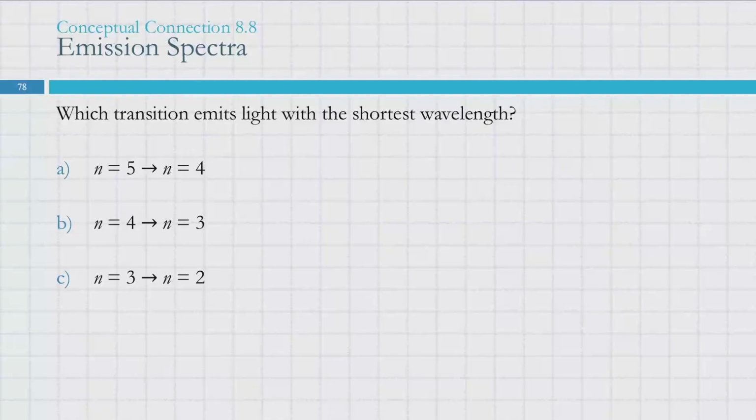Okay, so just thinking about our n values, which of these transitions will emit light with the shortest wavelength? One thing that you'd want to notice with all of these is that the change in n for all of these is equal to 1. So these are all jumping between adjacent energy levels. So there's got to be something that changes when we're thinking about the spacing of our energy levels. Otherwise, they would all be the same.